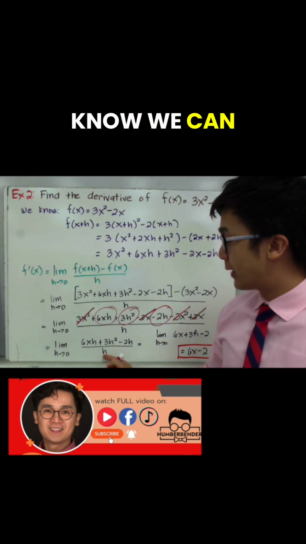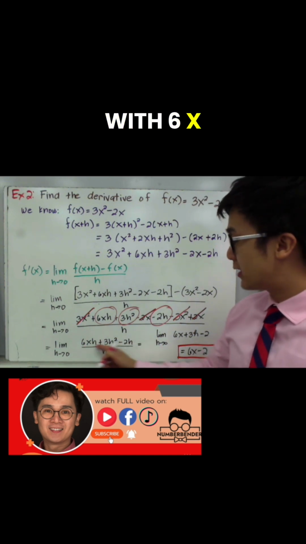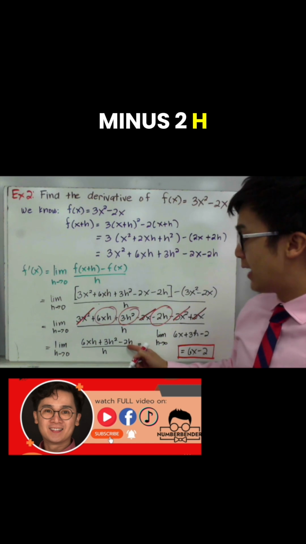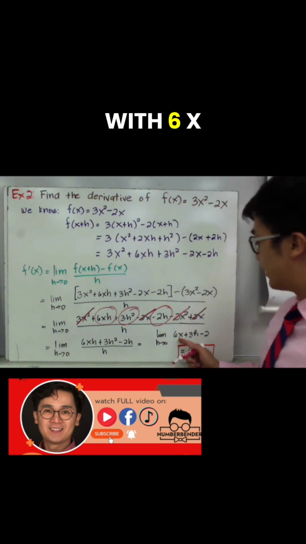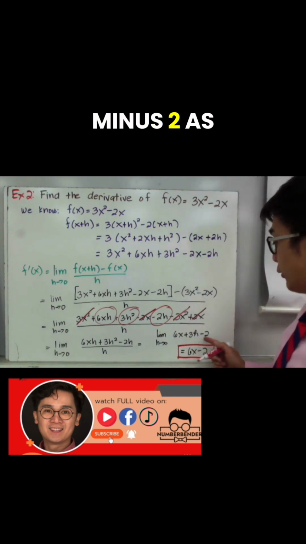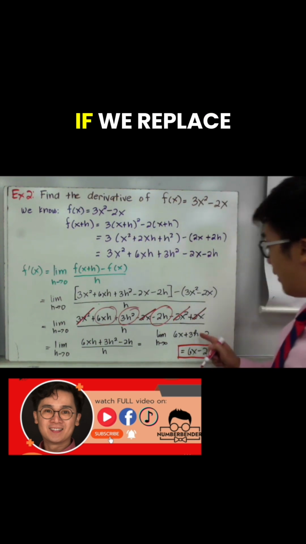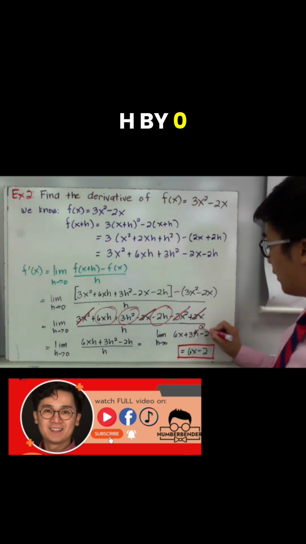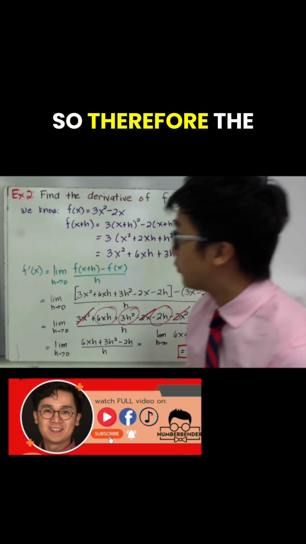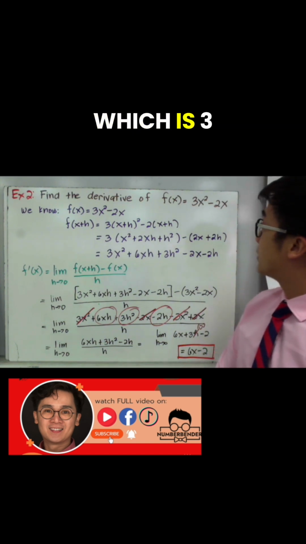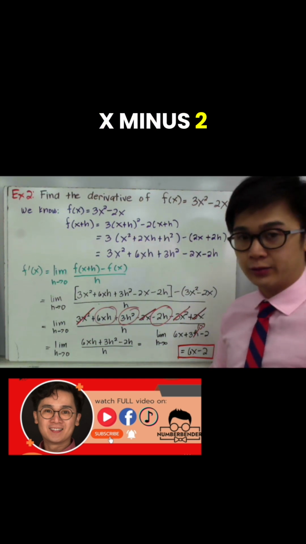But since we know we can pull out the h in each term, we are left with 6x plus 3h minus 2h, and by canceling our h by factoring, we are left with 6x plus 3h minus 2 as h approaches 0. So by the substitution method, if we replace h by 0, this will cancel out, leaving us with 6x minus 2. So therefore, the derivative of f of x, which is 3x squared minus 2x, is equal to 6x minus 2.